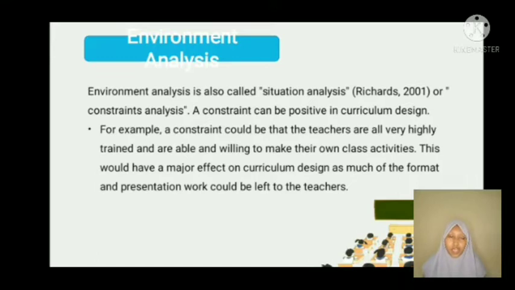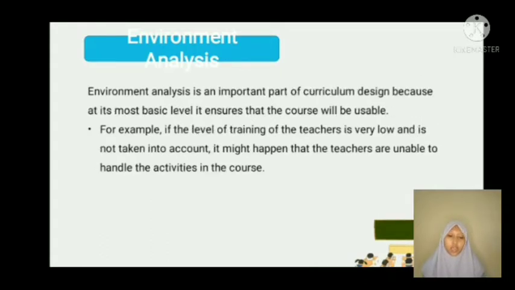A constraint can be positive in curriculum design. For example, a constraint could be that the teachers are all very highly trained and are able and willing to make their own class activities. This will have a major effect on curriculum design, as much of the format and presentation work could be left to the teachers.